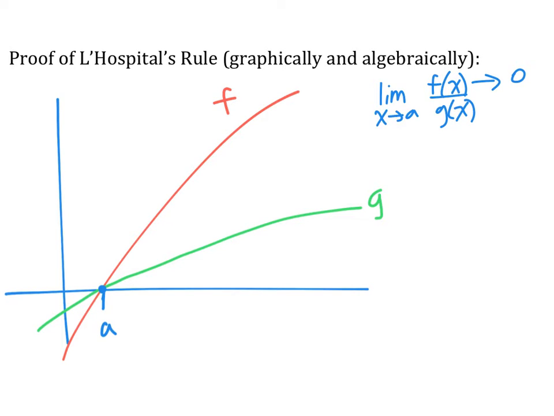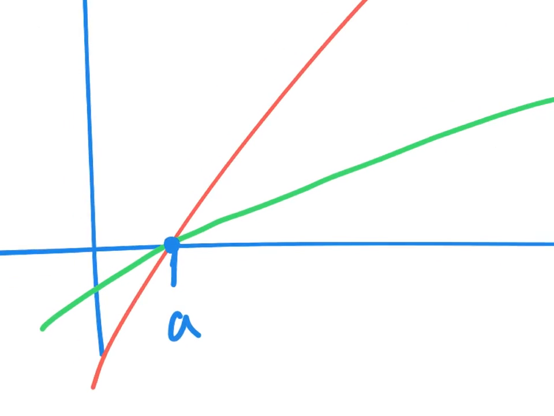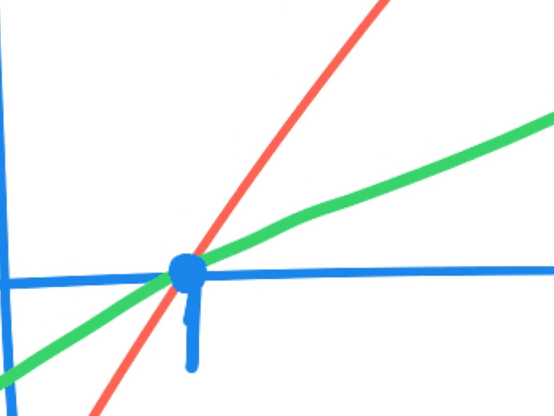When x is going to a, what is the value at g? 0. So this is indeterminate form, right? 0 over 0. But remember yesterday, we talked about local linearity. We said if the function is continuous, then what we can say is we zoom in so close that it's almost like a linear line, right? You remember this from yesterday?